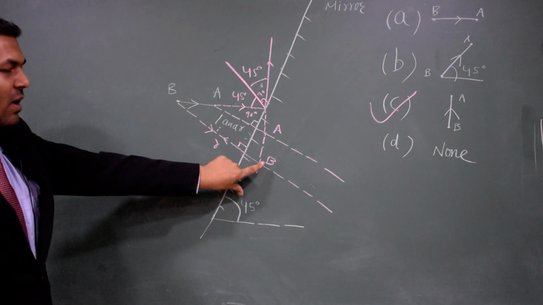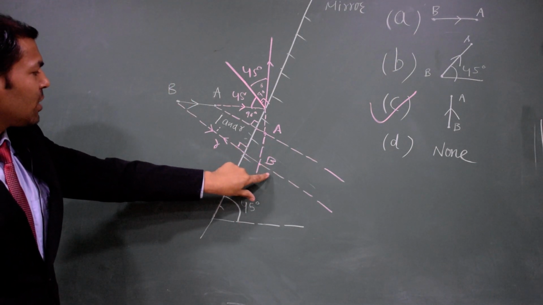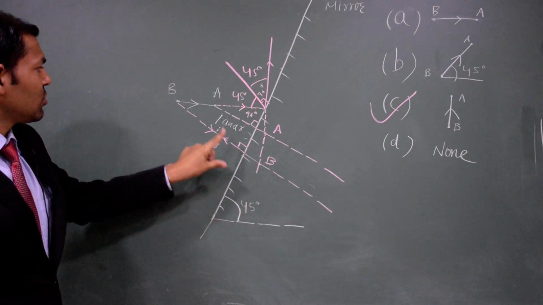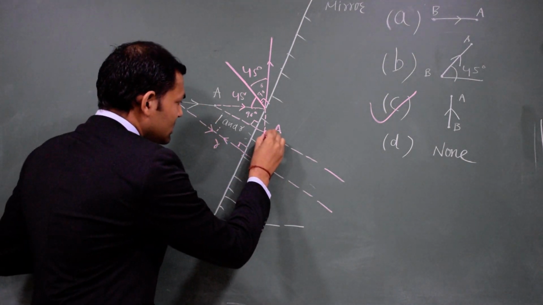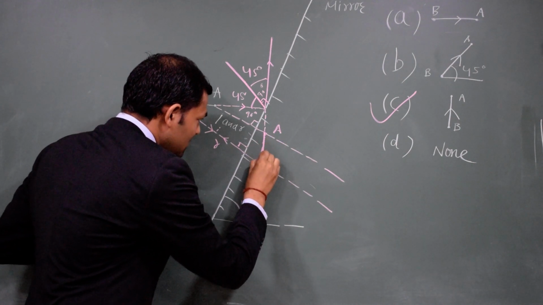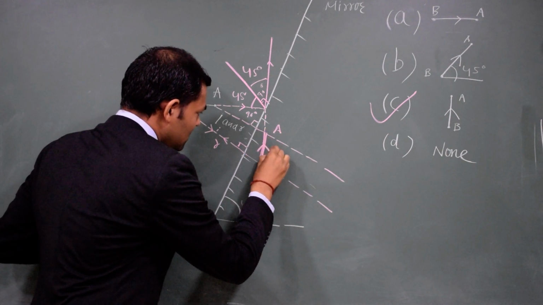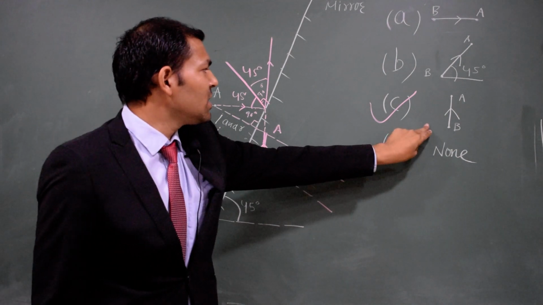So we are finally getting point A and point B in the reflected light. So the image will be formed like this. So the correct option will be C.